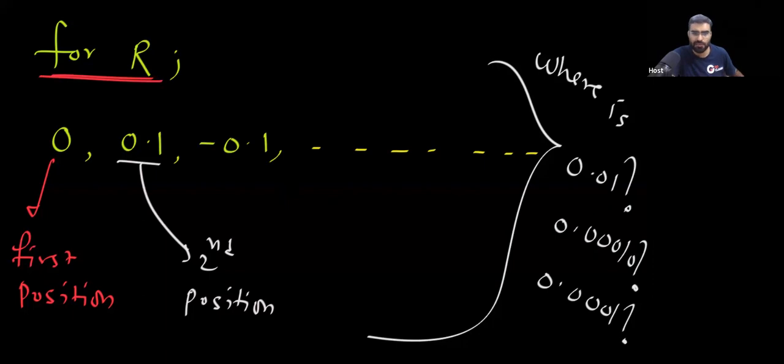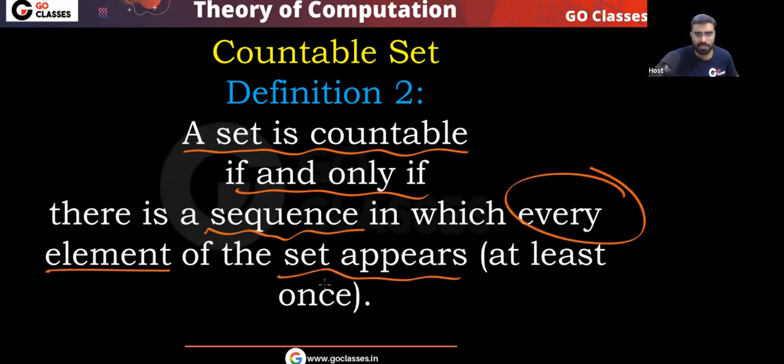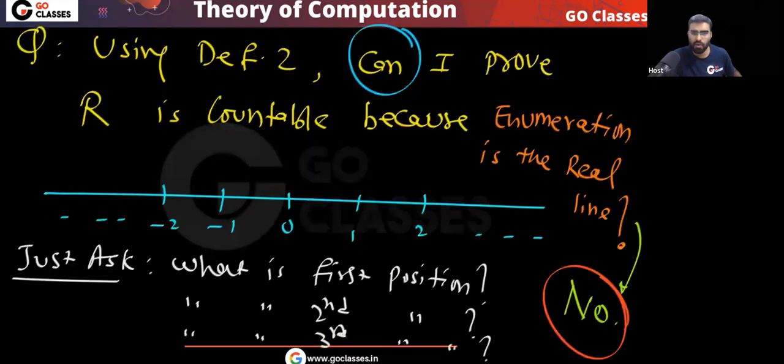So this is definition 2. Please understand. A set is countable if and only if there exists a sequence in which every element appears. Every element should appear. You have to make sure that every element appears. Now we have seen definition 2 and definition 1. Now what will we see?